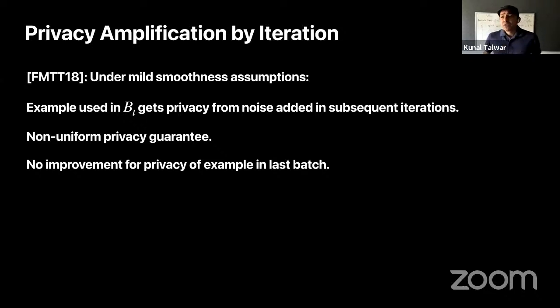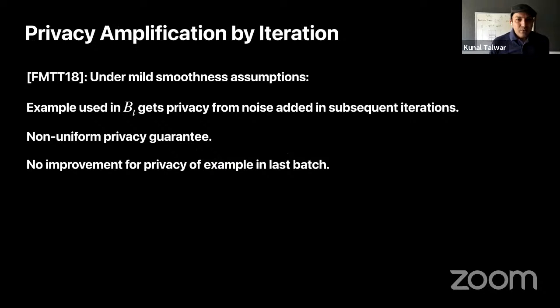If you follow through this argument, it gives you a non-uniform privacy guarantee. So an example in the first batch gets a very good privacy guarantee because I added noise t times. But for somebody in the last batch, there's no improvement in privacy, right? They only get the benefit of one noise. So this also seems like a dead end.